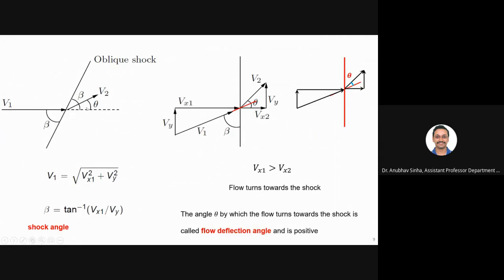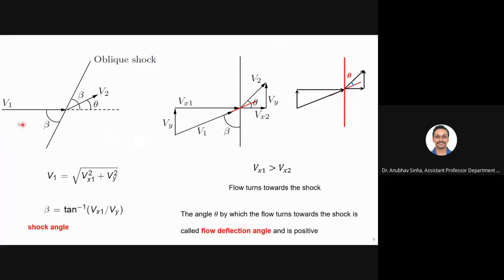If you look at this image, theta is the deflection angle between V1 and V2. This is theta, right? V1 is this and V2 is this. So the angle between them, not the full angle, but the angle between them, is called theta. Is this clear to everyone? Yes, sir. Fine.